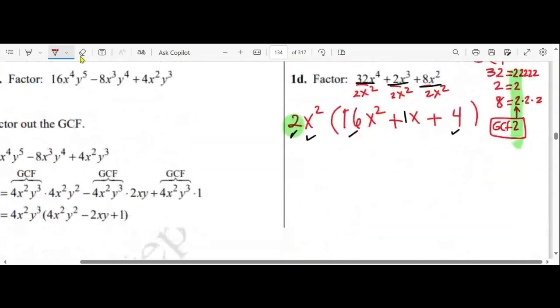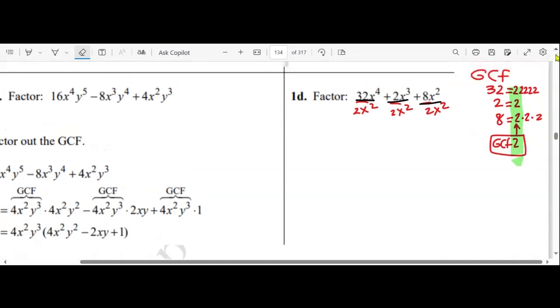Okay, I will erase this and we'll do it together. I have 3 numbers here, 32, 2, and 8. 32 prime factorization will become 2, 2, 2, 2, 2, 5 2's. And then 8 is 3 2's. So what is common? 2. Only 2. So you take 2 as a common number.